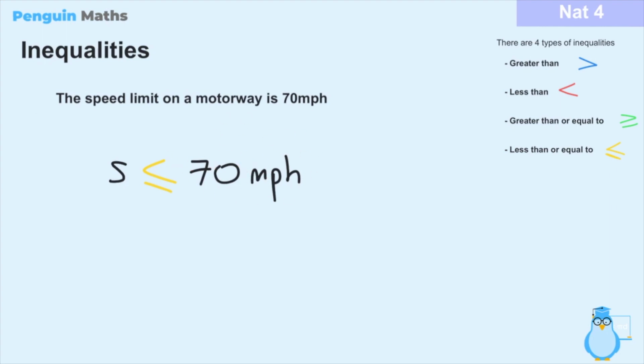So it can't be above this, but it can also be below. So we can say that the speed is less than or equal to 70 miles an hour.